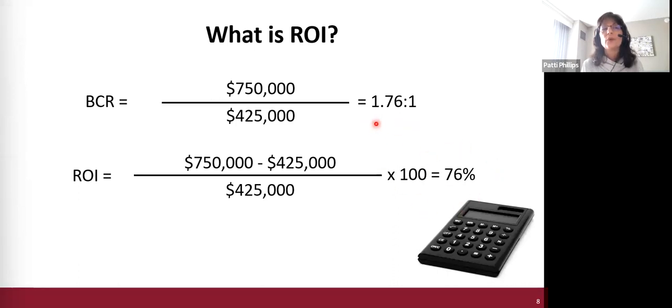So if you have a benefit cost ratio of 1.76 to 1, what does that tell you? You can open your mic or you can put it in the chat. What does it tell you? If you were to see a benefit cost ratio of 1.76 to 1, what would that tell you?